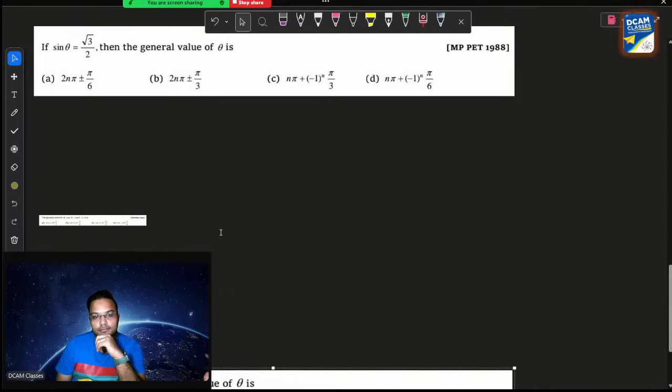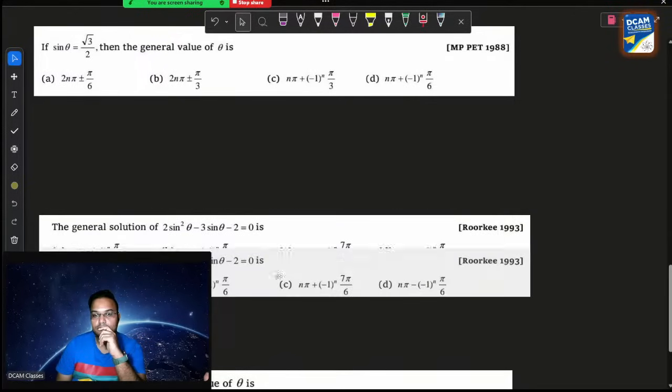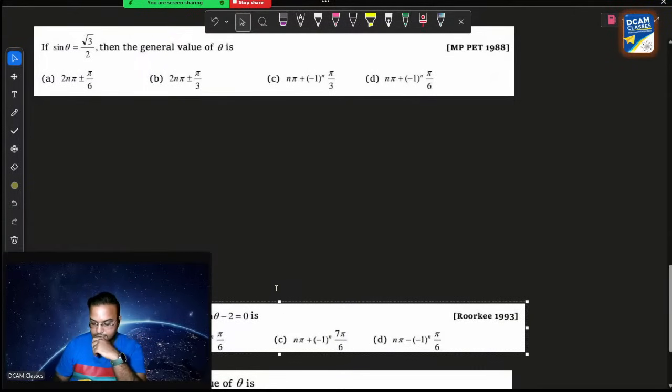Can you explain the formula one more time? No, I got it. Will it be C for the first one? n pi plus minus 1 power n plus pi. C, correct. In place of alpha, substitute the theta. See, usually if you did not know the general solution, students will take B. But if you know that formula, then you will take this one.